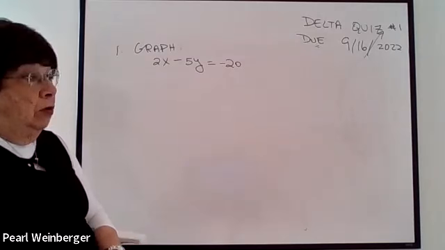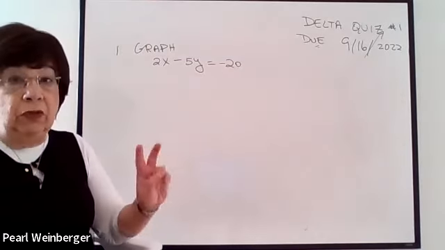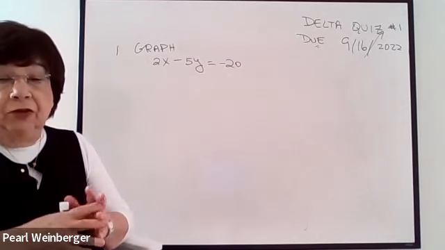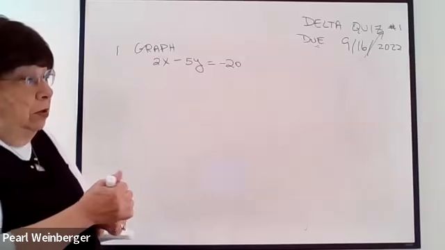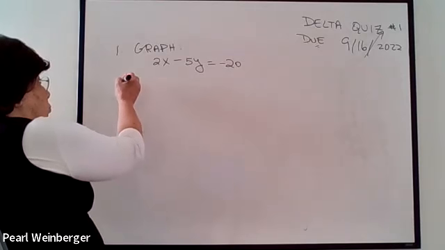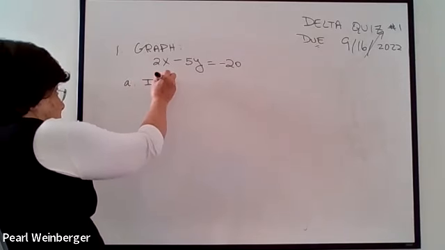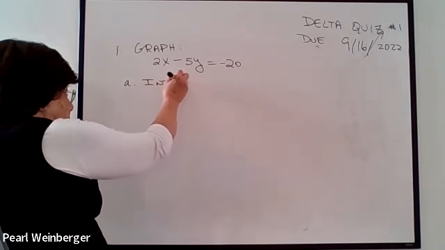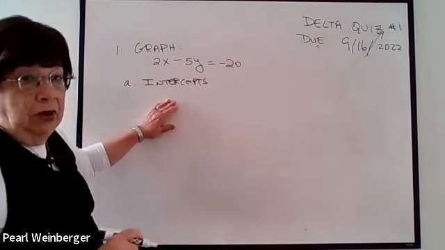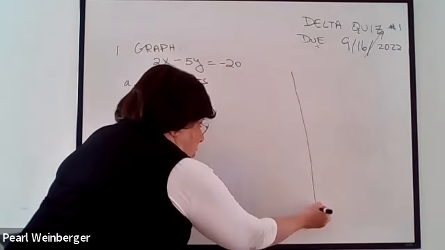Okay, so I'm going to go through the graphing of this using two of the methods that we talked about. One is the intercept method and one is the slope-intercept method. So let's first talk about the intercept method. The word intercepts, let's remember, means where it crosses either the x or the y-axis.